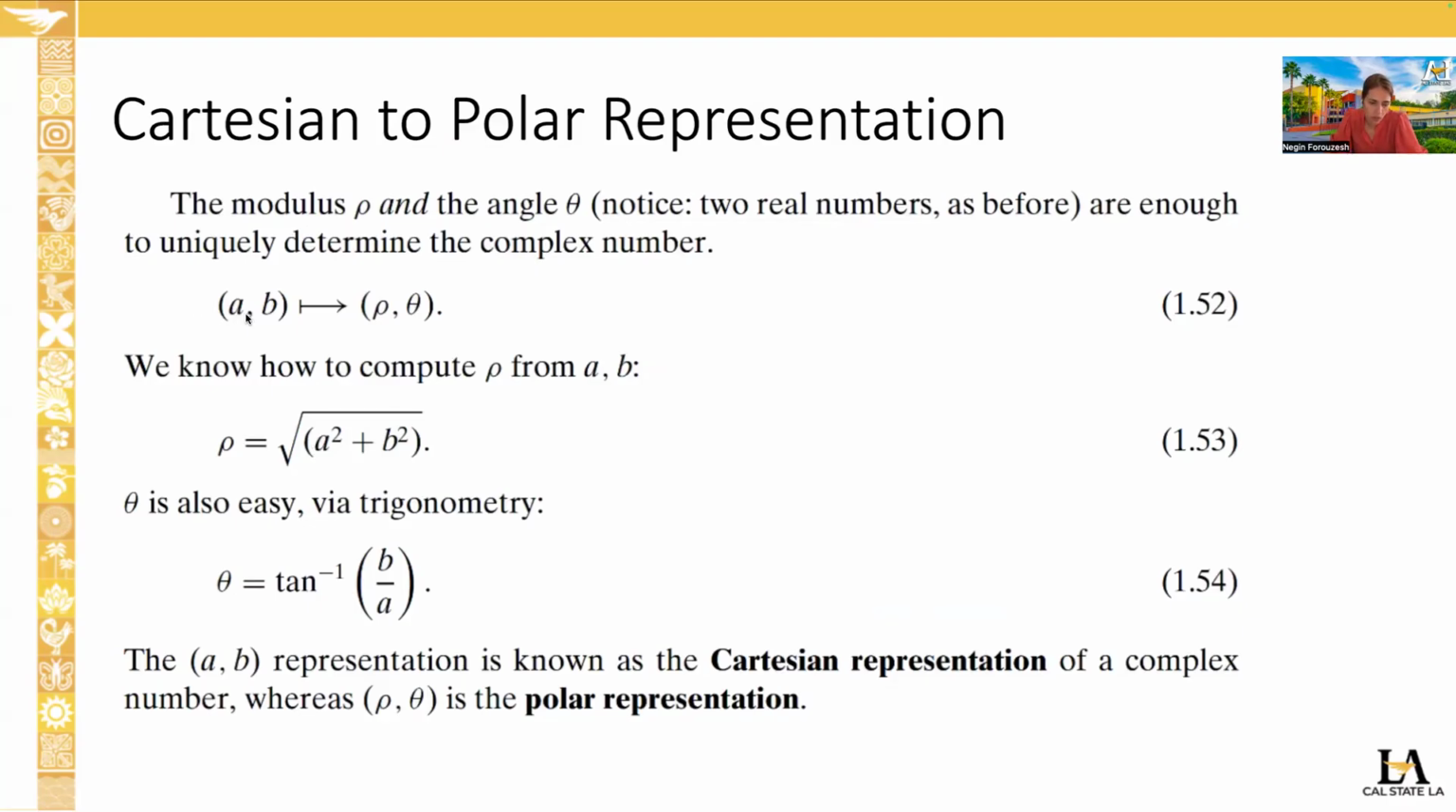So we have the conversion between the two spaces. So you can go from Cartesian to polar space. In this case, your rho or the modulus is basically the square root of a squared plus b squared. And then theta is the inverse tangent. So you have b divided by a, and then you find the tangent inverse of that number. Okay, so this is how you find rho and theta.